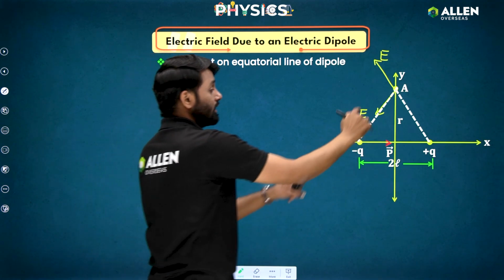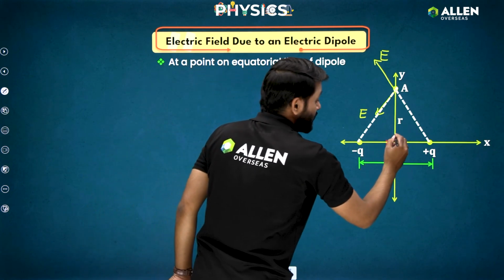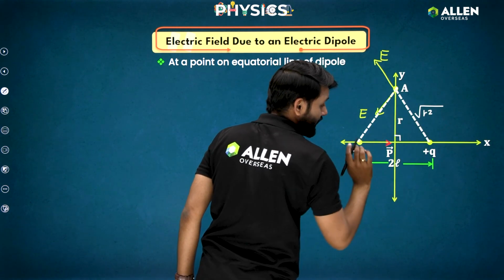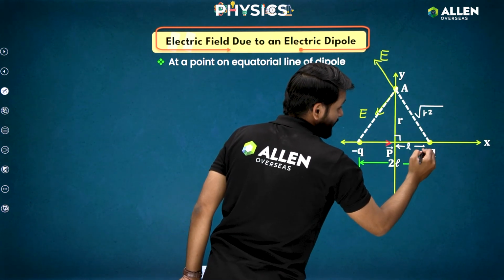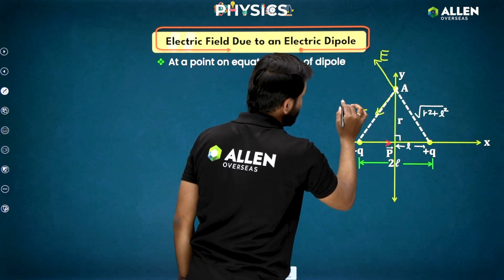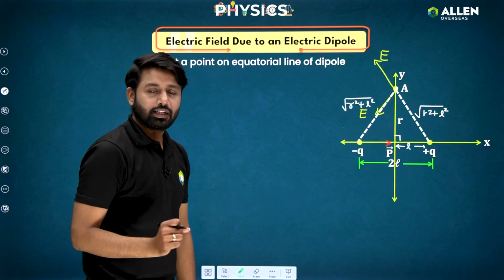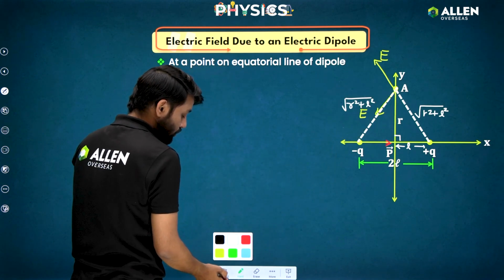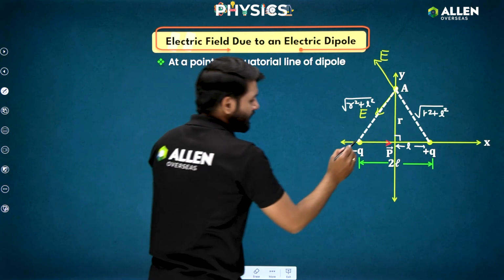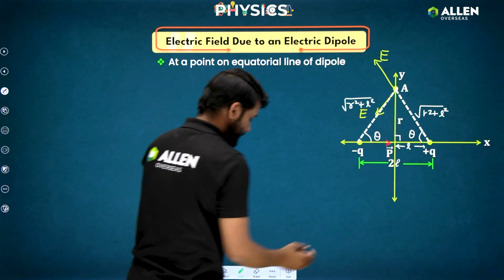Why? Because if you calculate this distance, see, this is the perpendicular bisector, right? You can use the Pythagoras theorem. So this distance is under root R square plus L square, right students? Similarly, this length is again the same, under root R square plus L square. If you want to find the net electric field at A, these are at an angle. We have to find this angle. Let's say this angle is theta, right? These two are equal, so this angle is also theta.